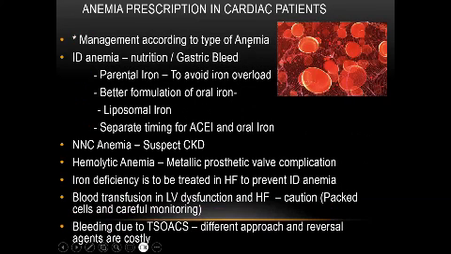Then we come to anemia. How to treat anemia in a cardiac patient? Anemia treatment is according to the type of anemia. Iron deficiency anemia will be due to the nutritional load. Don't forget gastric bleed in a patient who is on an oral anticoagulant and dual antiplatelet drugs. So you can give parenteral iron, but avoid iron overload.